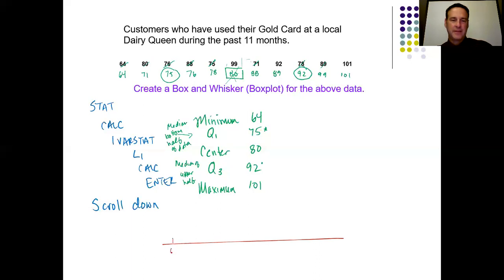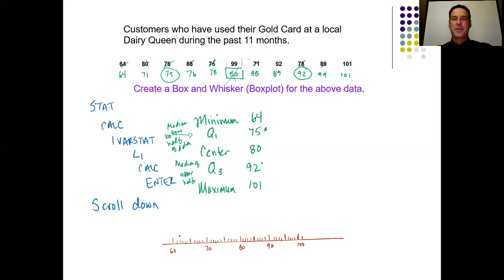I'm going to say, hey, this is 60. 1, 2, 3, 4, 5, 6, 7, 8, 9, 70. 1, 2, 3, 4, 5, 6, 7, 8, 9, 80. 1, 2, 3, 4, 5, 6, 7, 8, 9, 90. 1, 2, 3, 4, 5, 6, 7, 8, 9, 100. All right, so I always draw these out first.